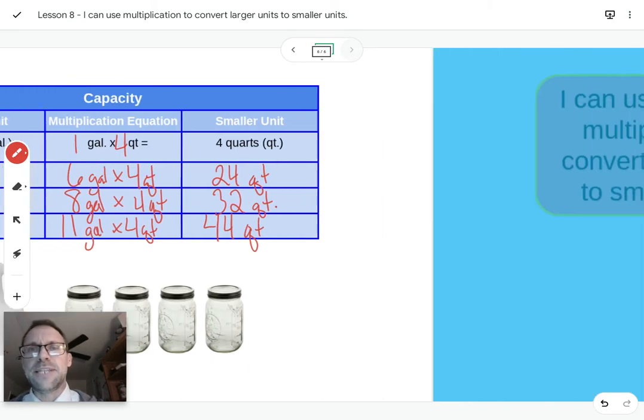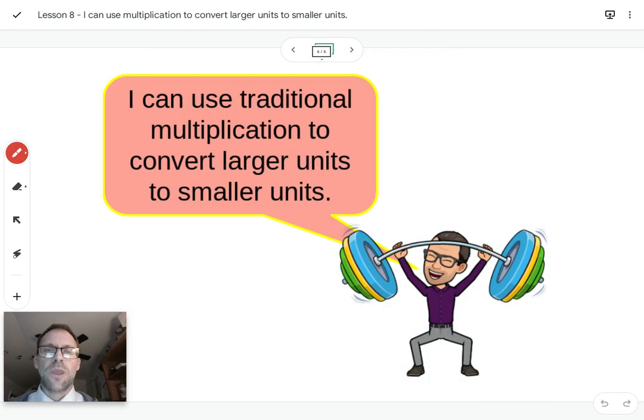All right, to wrap up today, our learning target was I can use traditional multiplication to convert larger units of measurement to smaller units. Okay, so if the unit you need to convert to is smaller than what you're starting with, right? You need inches, but you're starting with feet. You need a quart, you're starting with a gallon. You need an ounce, but you're starting with a pound. You always multiply by the number of the small unit in one of the bigger units. That makes sense? All right, let's practice.